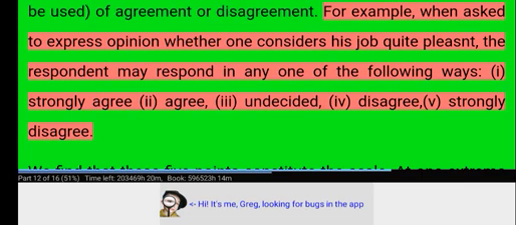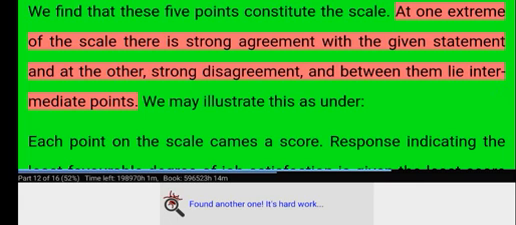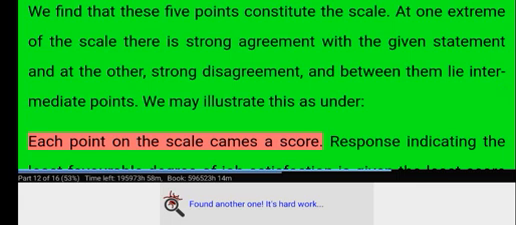(1) Strongly agree, (2) Agree, (3) Undecided, (4) Disagree, (5) Strongly disagree. We find that these 5 points constitute the scale. At one extreme of the scale there is strong agreement with the given statement, and at the other, strong disagreement, and between them lie intermediate points. We may illustrate this as under. Each point on the scale gets a score.